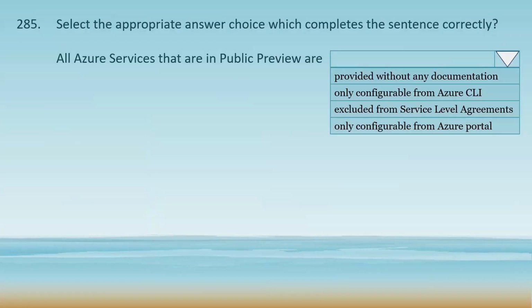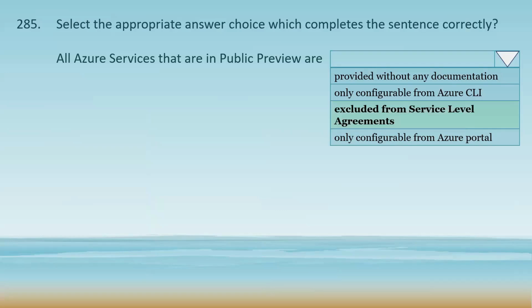All Azure services that are in public preview are, and your options are: provided without any documentation, only configurable from Azure CLI, excluded from service level agreements, only configurable from the Azure portal. And my friends, the correct answer here is they are excluded from service level agreements.